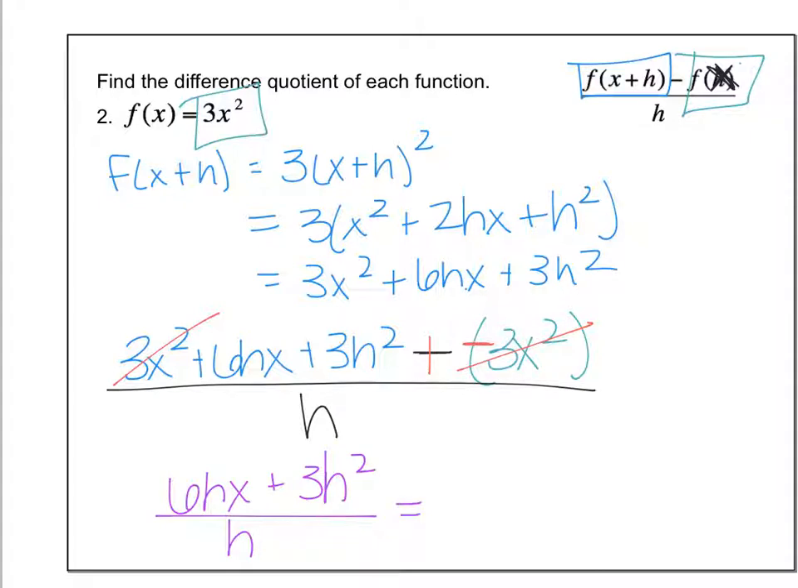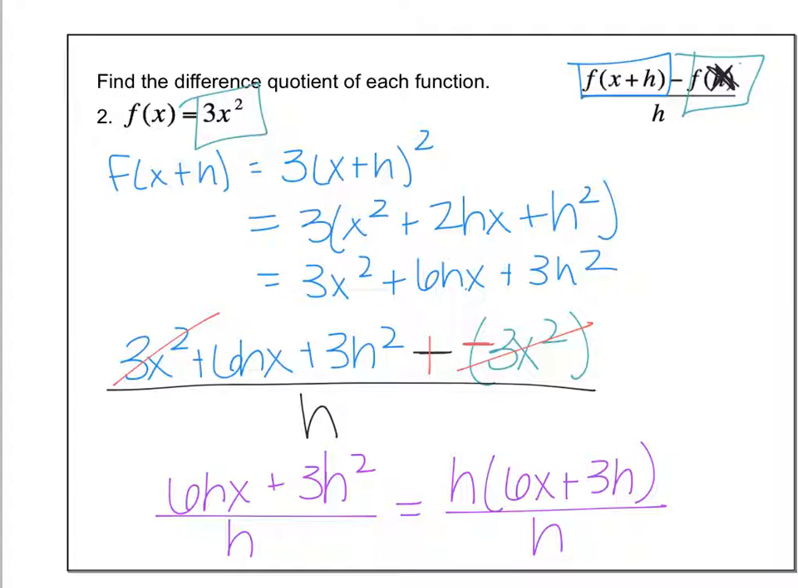Here's my suggestion for this one, because there's more than one part in your numerator. I would suggest that to simplify this, you actually factor out. Can you see that you can factor out an h? Can we do that? Factor out the h. We're going to be left with 6x plus 3h all over h. Now that that's factored out, now I can cancel out.